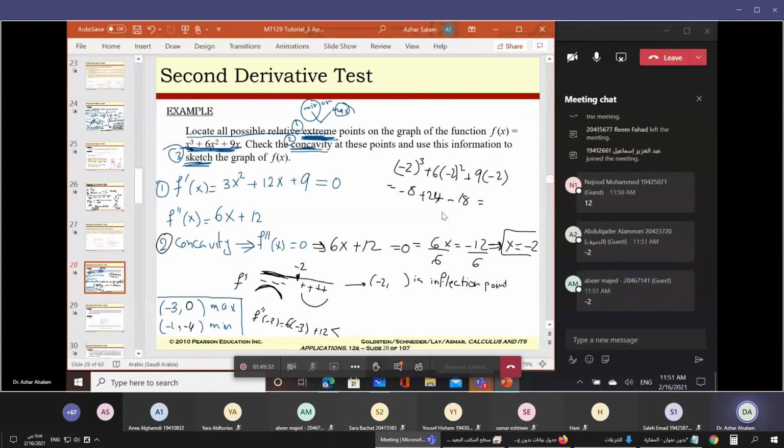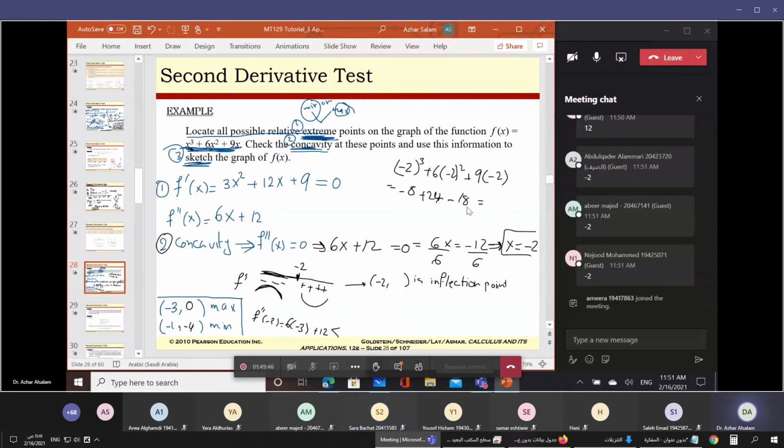How much? Okay, minus 2. You're sure, minus 2? Yes, minus. Okay, here, yes, 26 minus 24, minus 2. Okay, minus 2. This is an inflection point.